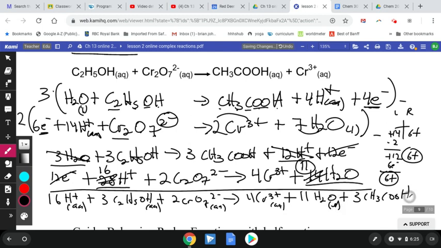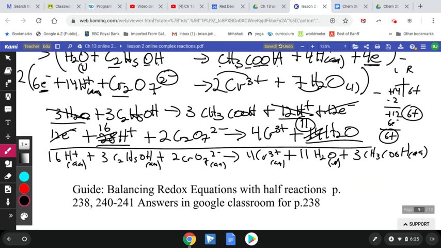Liquid and aqueous. That one is a beast. That's quite challenging. Okay, so this is a key skill. We're going to be balancing redox reactions through this entire chapter and chapter 14 as well. So this is like the fundamental skill that you need to have down as we move through. So you will have to spend some time on this.